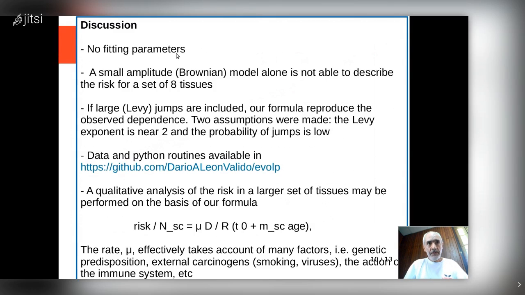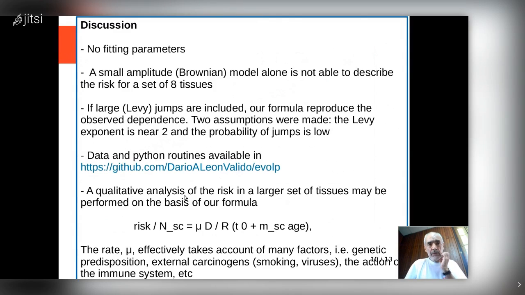As I mentioned, there are no fitting parameters. The small amplitude Brownian model is not able to describe the risk. If we include large jumps, that is Levy or Pareto jumps, our formula reproduces the observed dependence. Also, something important here is that the data and the Python routines needed to process them are posted in this repository.